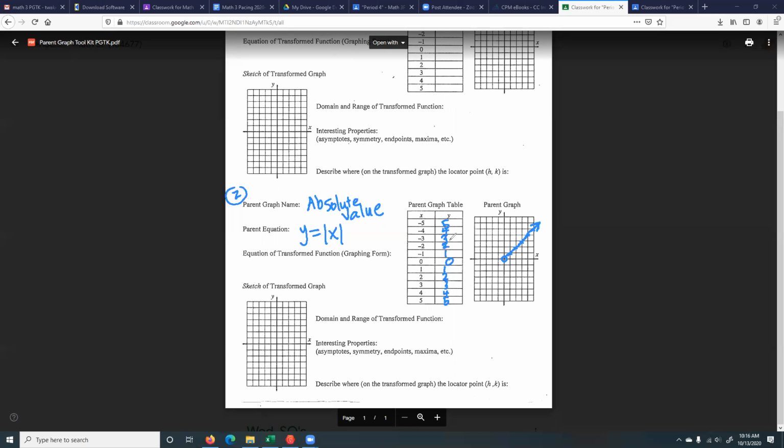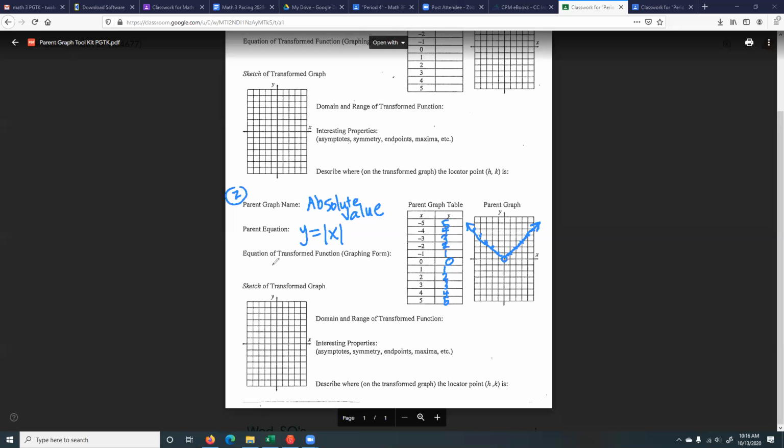And then the left part of the graph is negative 1, 1 over here, negative 2, 2, negative 3, 3, negative 4, 4, negative 5, 5. So we draw a line up here. Sorry, my line is crooked. It's hard to draw with this. And that is what an absolute value graph looks like. It's a V, and my locator point is 0, 0. Okay, locator point 0, 0.